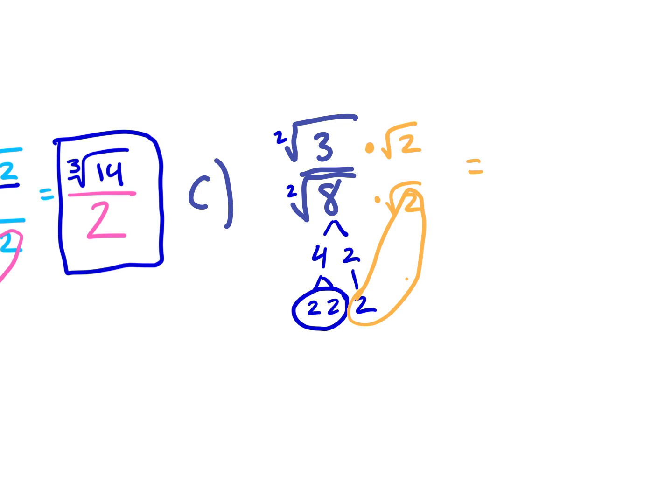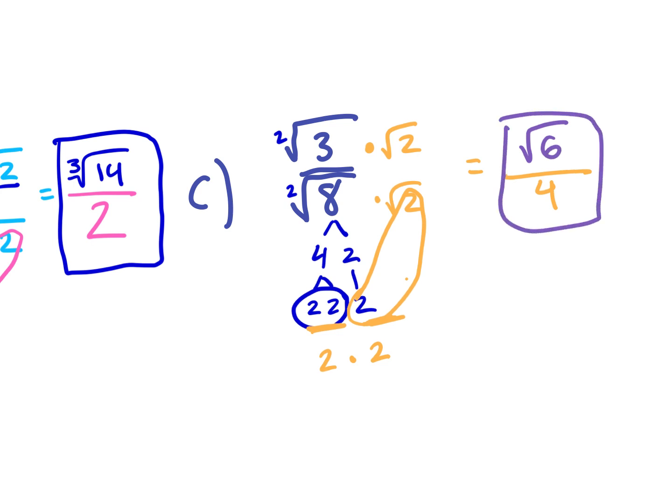Why is it 4? Because I have 2 groups of 2. So I have a set of 2's here and a set of 2's here. So 2 times 2 would give us 4 on the bottom because we had 2 groups of them. And then on the top, what's square root of 3 times the square root of 2? 6. Square root 6. And that would be our answer.